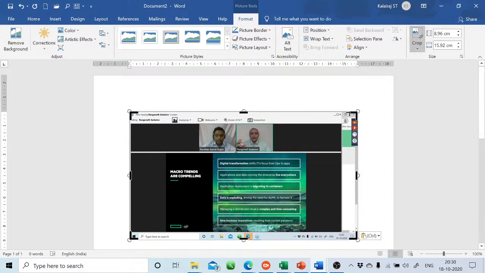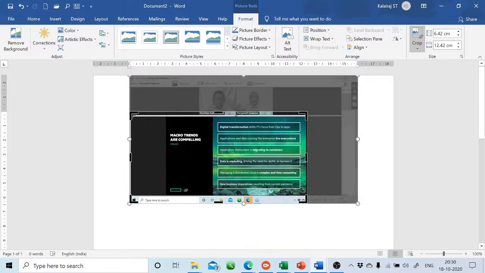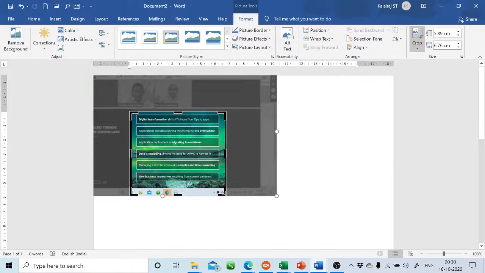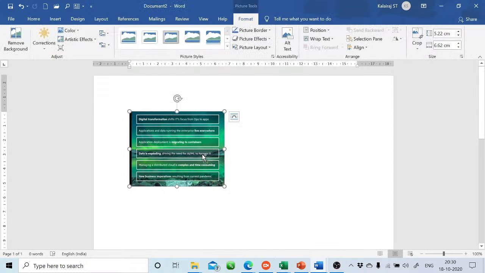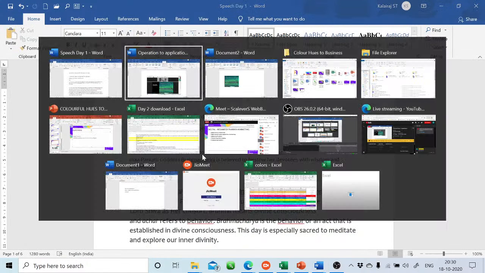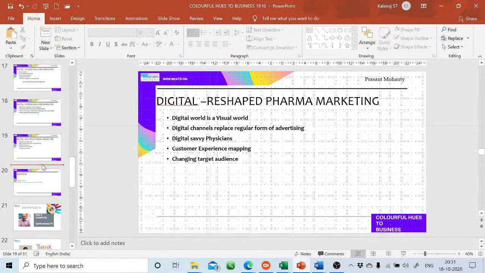So to summarize, what I would like to communicate is that with the help of digital, it can reshape pharma marketing, and the digital world is a visual world to all of us. Digital channels can replace the regular form of advertising. When we talk of the regular form of advertising, digital will help to communicate much better.